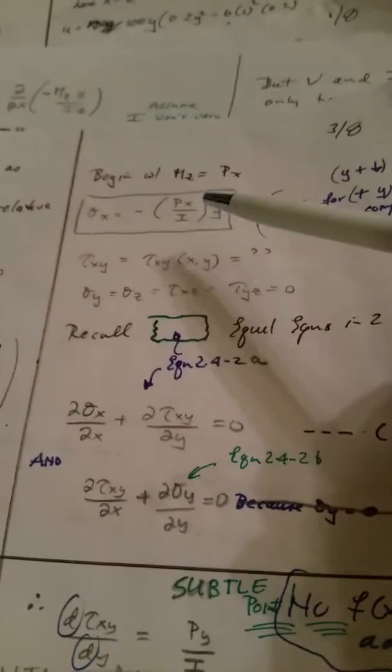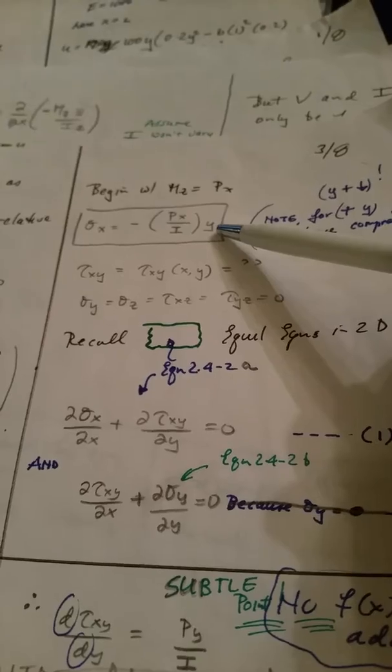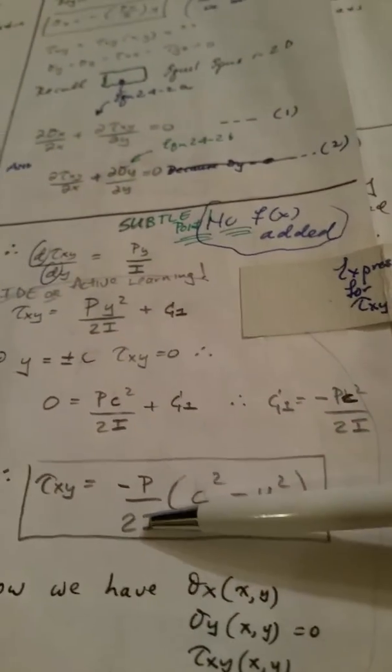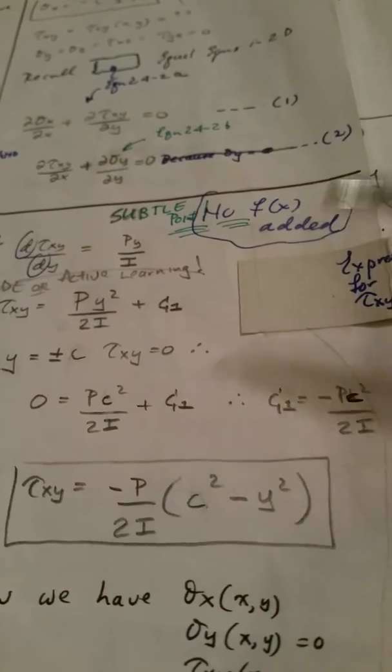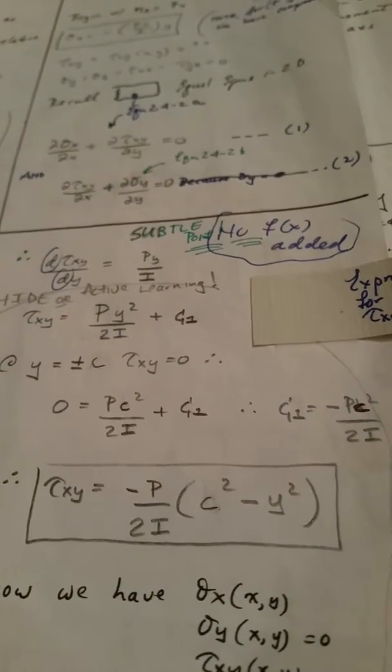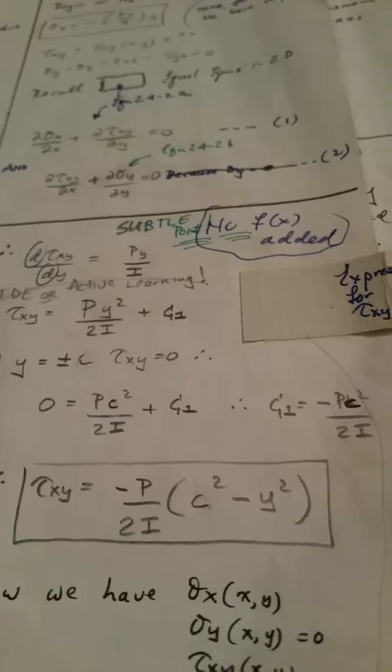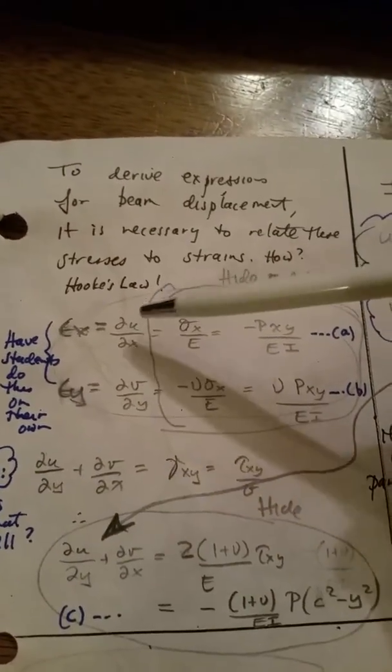Okay, so we have an expression for sigma x. We have an expression for tau xy, and we know the expression for sigma y. So all of that is good, but that's not what we were looking for. We're looking for displacements. So to derive the expression for beam displacements, we start with this expression here.